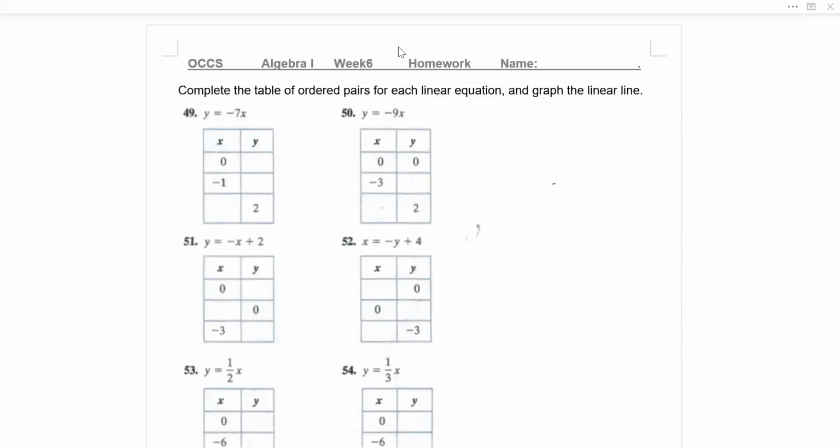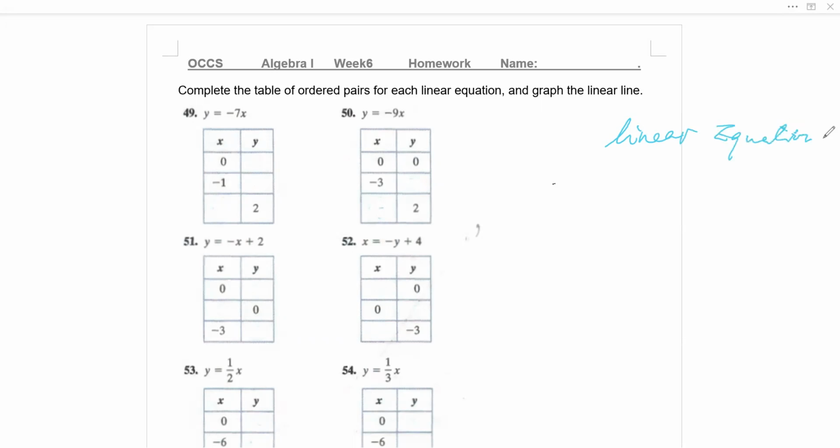So this is week 7. We review the week 6 homework first. Last week, what did we learn? We learned linear equations, right?